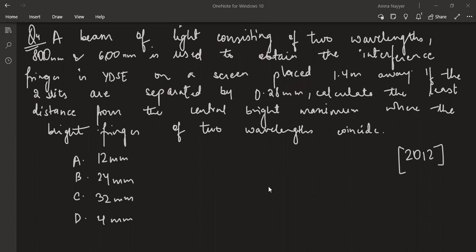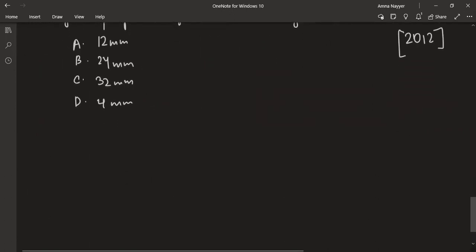Okay, ma'am. So, two wavelengths are there, 800 nanometer and 600 nanometer. The screen is placed 1.4 meters away. If the two slits are separated by 0.28 millimeters, you have to calculate the least distance from the central bright maximum where the bright fringes of the two wavelengths coincide. Look here. Two bright fringes will coincide at the least distance. Let's say that is x. X is the least distance.